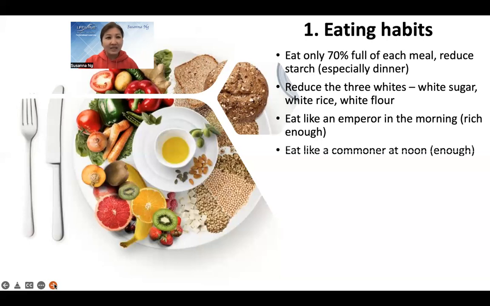At dinner time we eat like a poor person. We eat just a small portion because we are going to sleep. We don't let our stomach work too much at nighttime. So we need to eat less at night in order to have better, deeper sleep. If our stomach is full of food, our digestive system needs to work hard, so you won't have good, deep sleep.